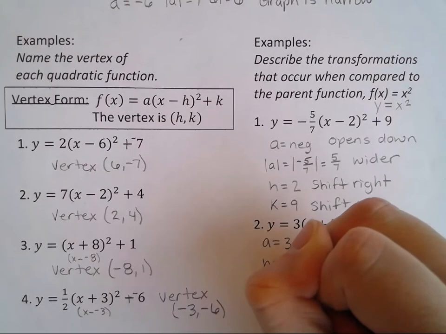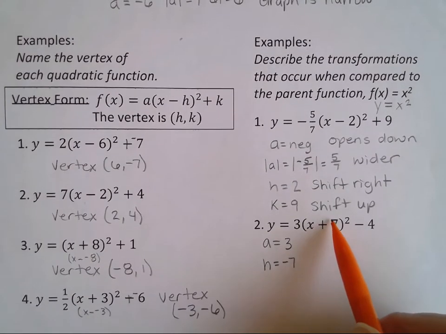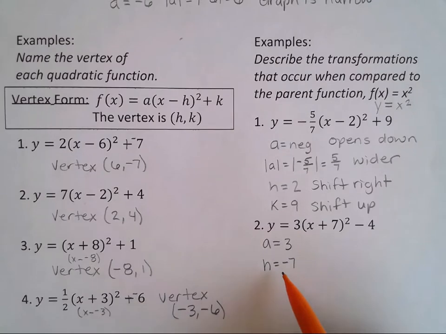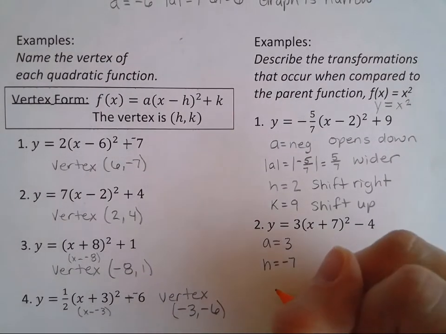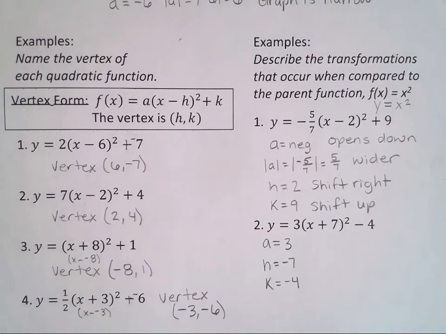The h is negative 7. Being careful that plus 7 can be changed as minus a negative in order to identify the h correctly. And then finally, the k value is negative 4. Each of these values cause a transformation of the graph.